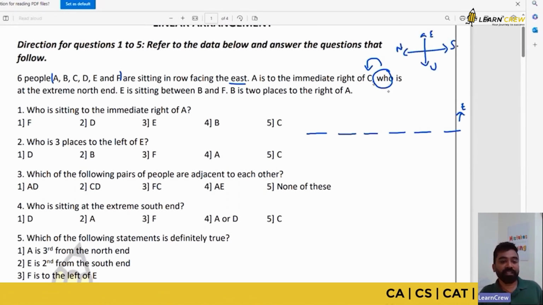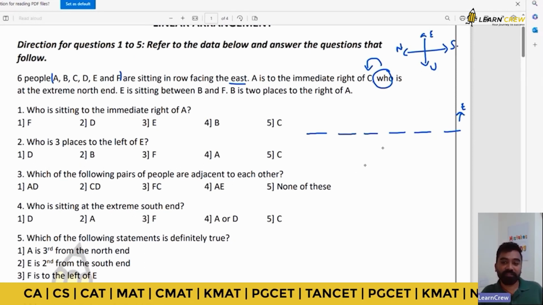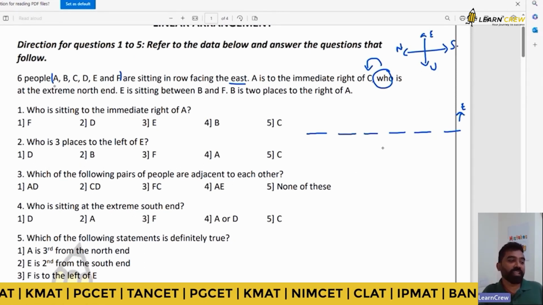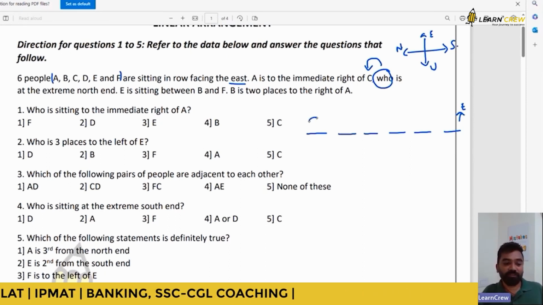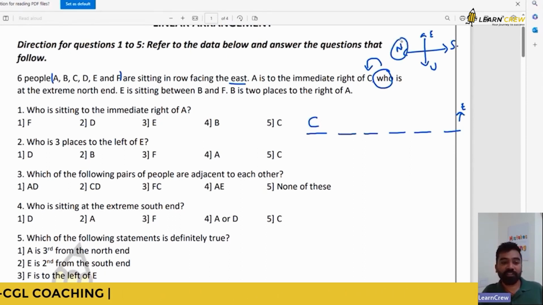A is to the immediate right of C, who is at the extreme north end. So who is at the extreme north end? C. So C is going to sit over here, in the extreme north end. A is to the immediate right of C, means A is here. Yes or no? Yes. Okay.